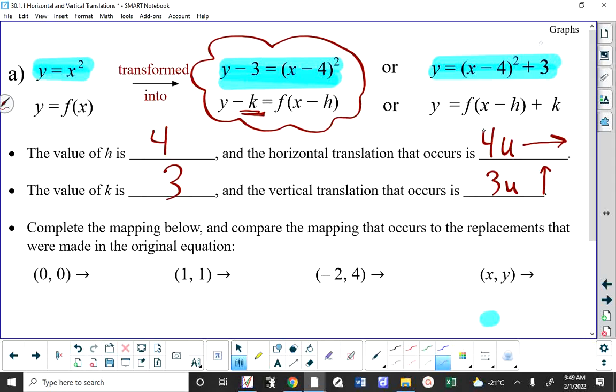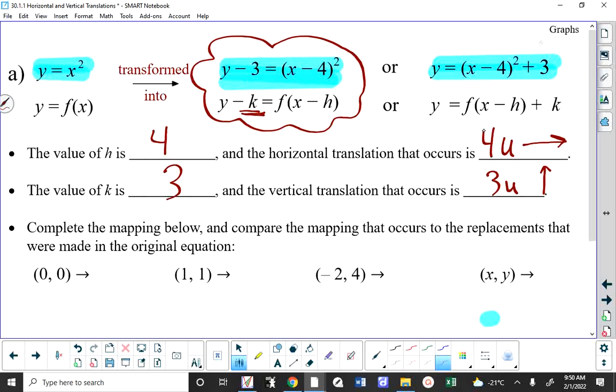Don't forget your question, Ian. But I have a question right now. Does anybody have any questions with getting H equals 4 and K equals 3 out of that comparison? Okay, Ian, go ahead. Sorry? Okay.